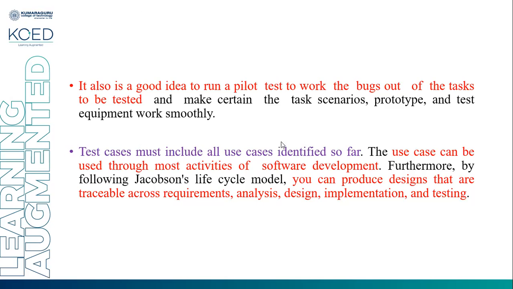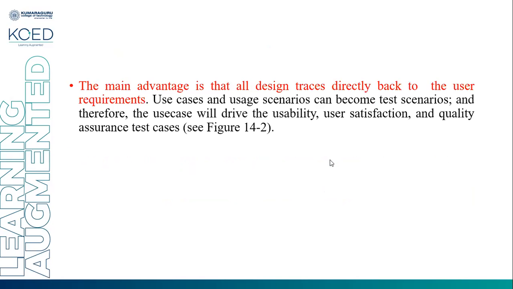Test cases must include all the use cases identified so far. The use case drives most of the activities of software development. Furthermore, by following the Jacobson lifecycle model, you can produce designs that are traceable across the requirements, analysis, design, implementation, and testing. So this is very useful for usability testing. Every use case should be covered by the test cases. The main advantage is that all the design traces directly back to the user requirements. That's the advantage of OO development.